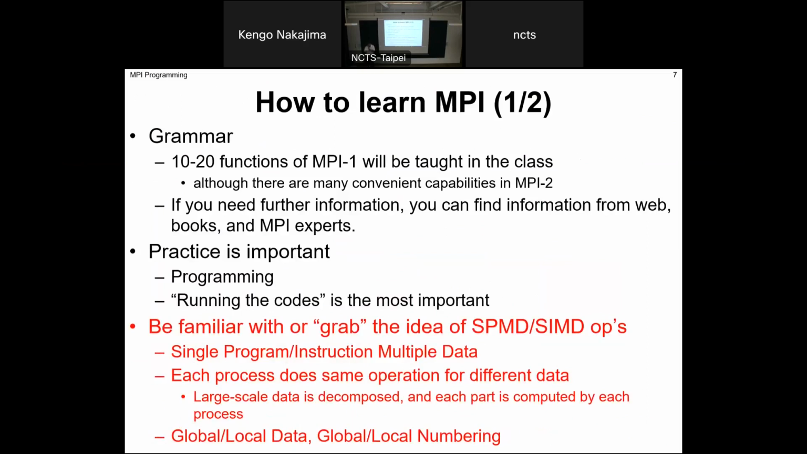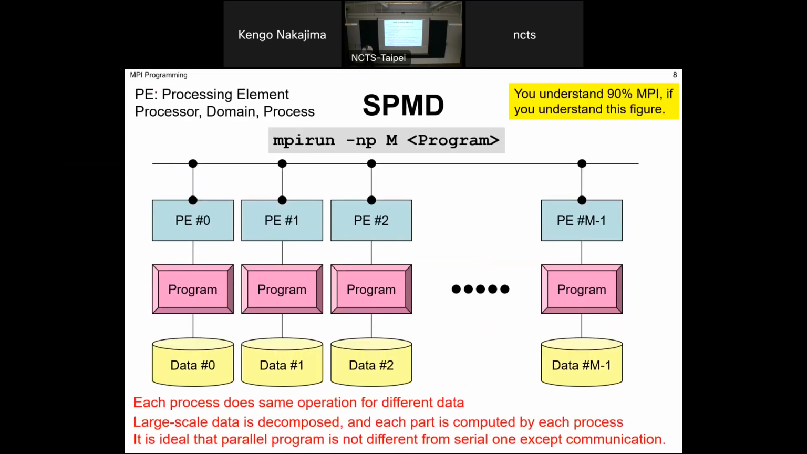I have already explained this part, global and local data and numbering. This part is very important. The design of the local data is very important for parallel computing, and the numbering is the starting point for that.